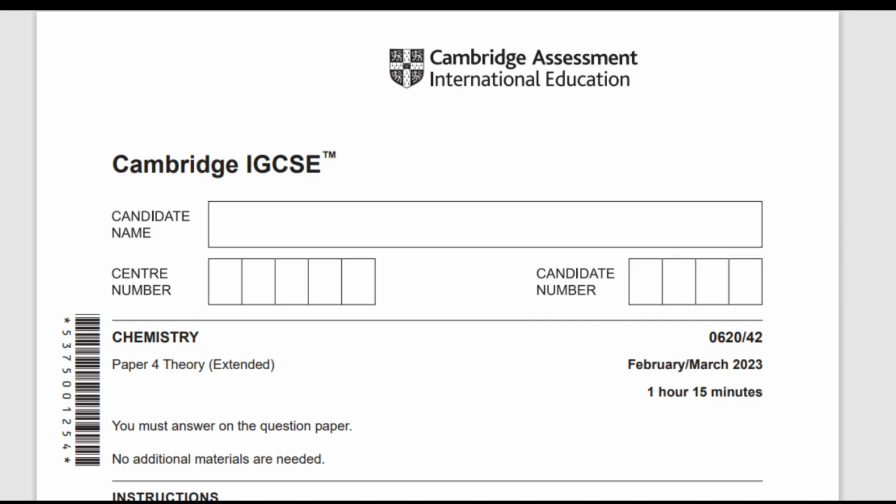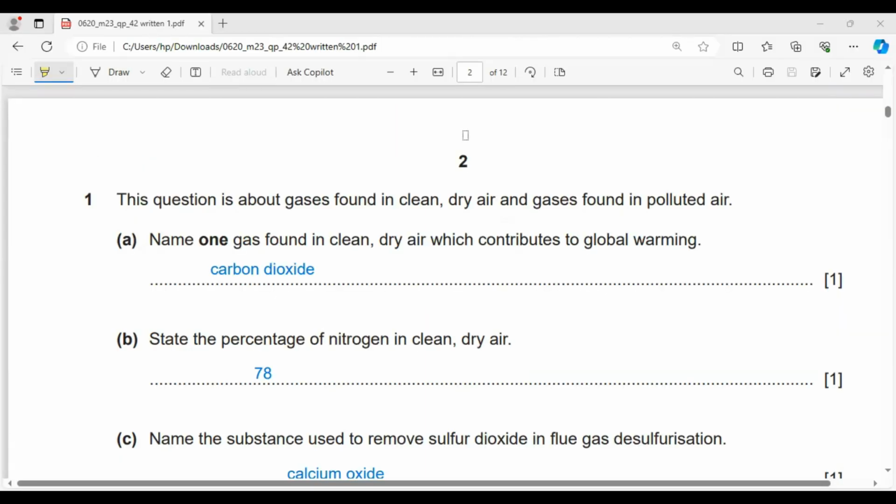Hello. So today we will see the paper of March 2023 extended. We'll start by solving question number 1. This question is about gases found in clean dry air and gases found in polluted air.